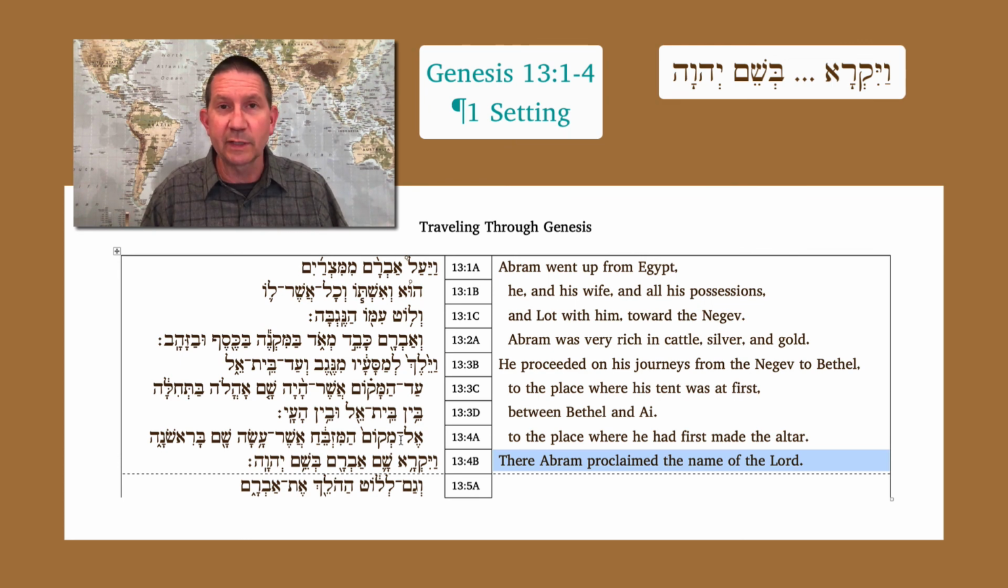All right, in the next paragraph, we're going to get a little more of the setting information in order to set up the problem for this story.